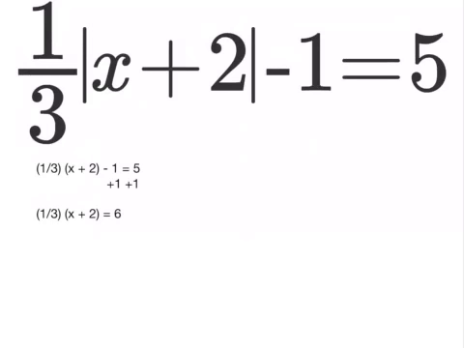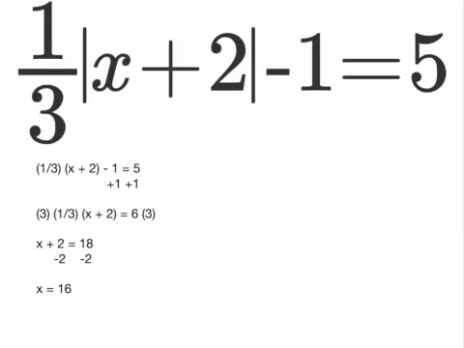Now, rather than multiplying by 1/3 and having to add or subtract 2/3, I would much rather just get rid of the fraction altogether, and I would do that by multiplying both sides by 3. That means that x plus 2 equals 18, subtract 2, x equals 16.